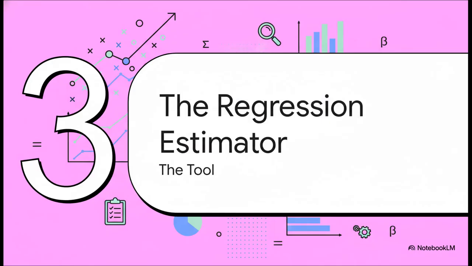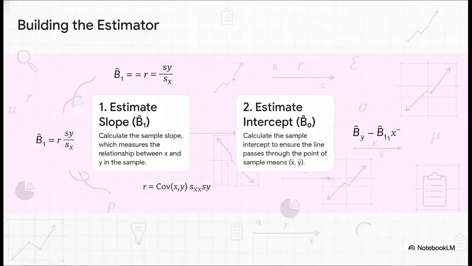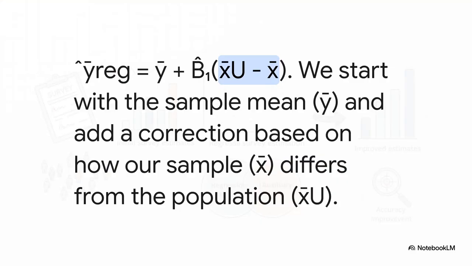Okay, so we've got the insight, we've got the model. How do we turn that into a real practical tool we can actually use? Let's build the regression estimator. First up, we need to estimate the parameters for our line, the slope b1 and the intercept b0, using just our sample data. And what you see here are the standard formulas from ordinary least squares. Our estimate for the slope, which we call b hat 1, is just the sample correlation, r, times the ratio of the sample standard deviations. And our intercept estimate, b hat 0, is set up specifically to make sure our estimated line goes right through the center of our data, the point x bar, y bar. And here it is.